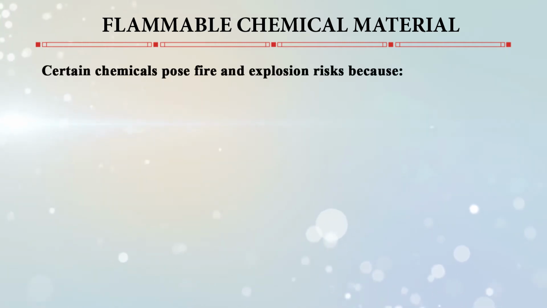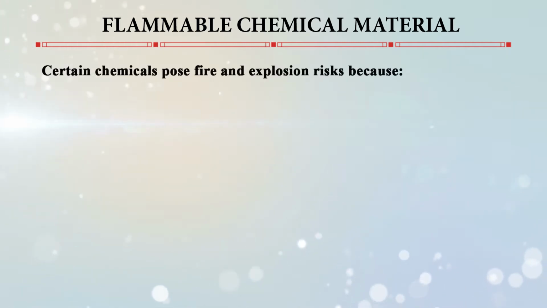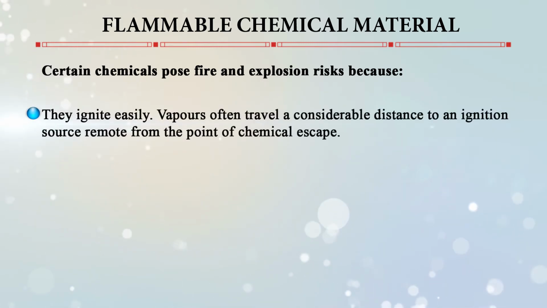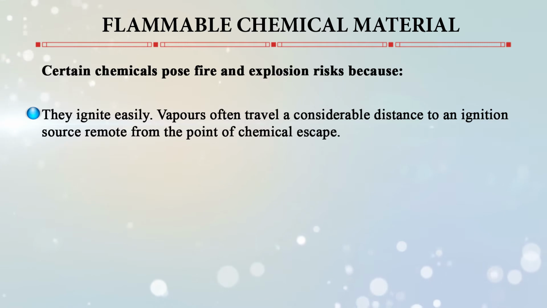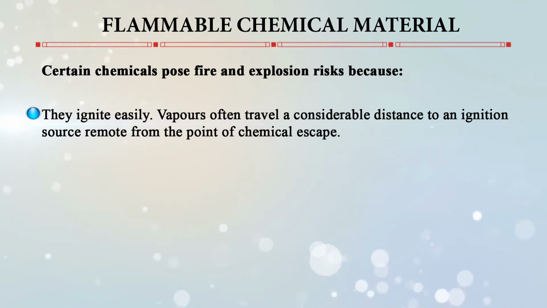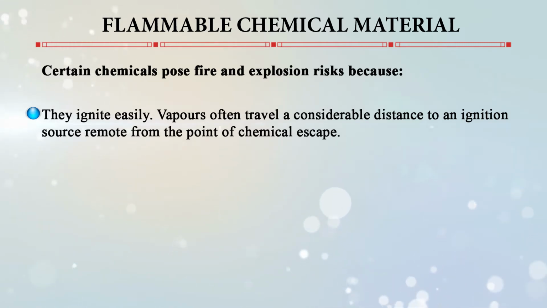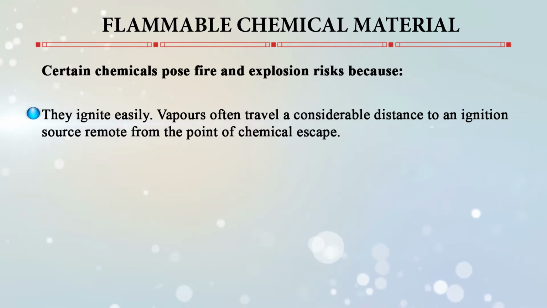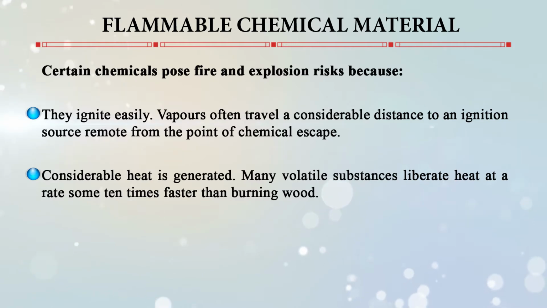First we have to see what exactly the flammable chemical materials are. Certain chemicals definitely have fire as well as explosion risks because they ignite easily, and also their vapors frequently travel a considerable distance to an ignition source remote from the point of chemical escape. Considerable heat is generated in this process.